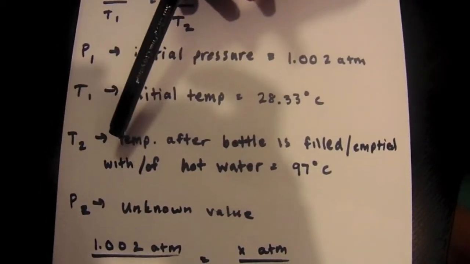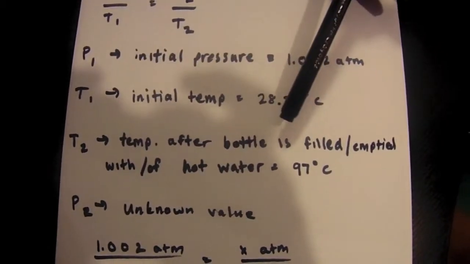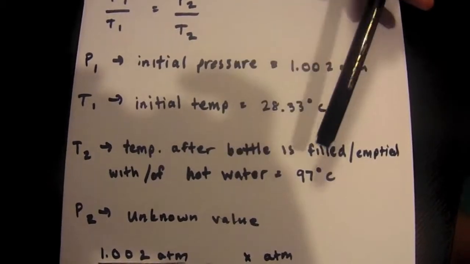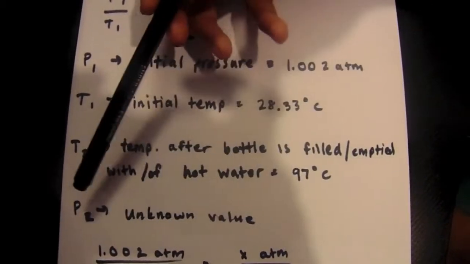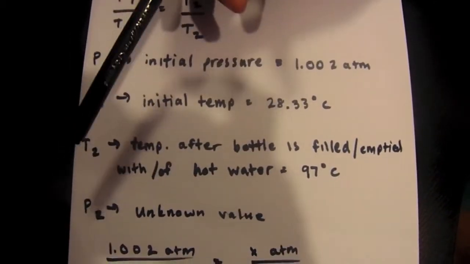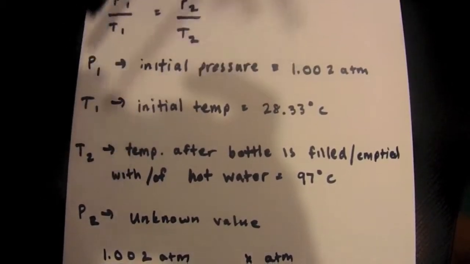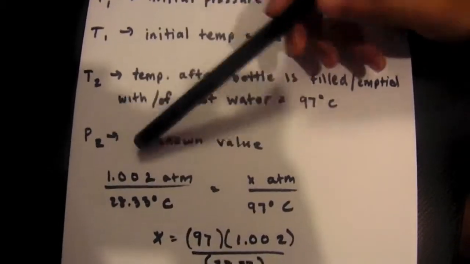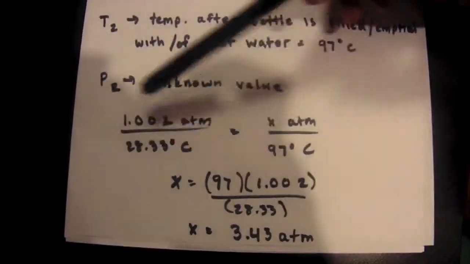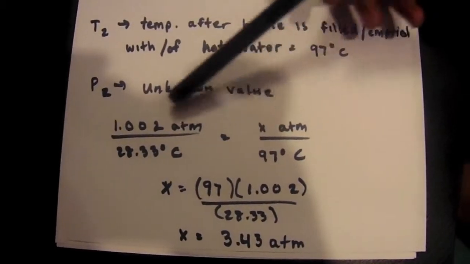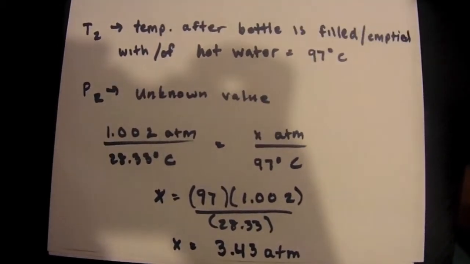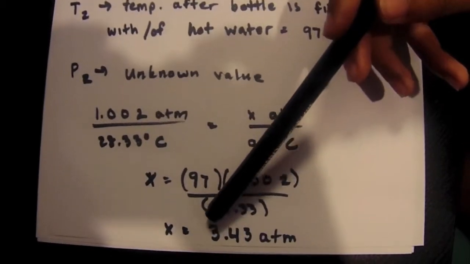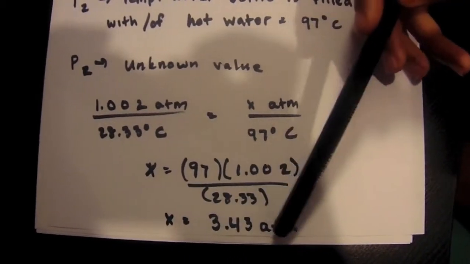The final temperature, which was the temperature after the bottle was filled and emptied with that hot, boiling water, was 97 degrees Celsius. Now the final pressure inside of that bottle is what we're trying to find, and that's exactly what we used with Gay-Lussac's formula. So we went ahead and set up this formula, put everything into its respective place, and then we solved for x here, which is our final pressure. And what we were able to find was that it had a final pressure of 3.43 atmospheres.